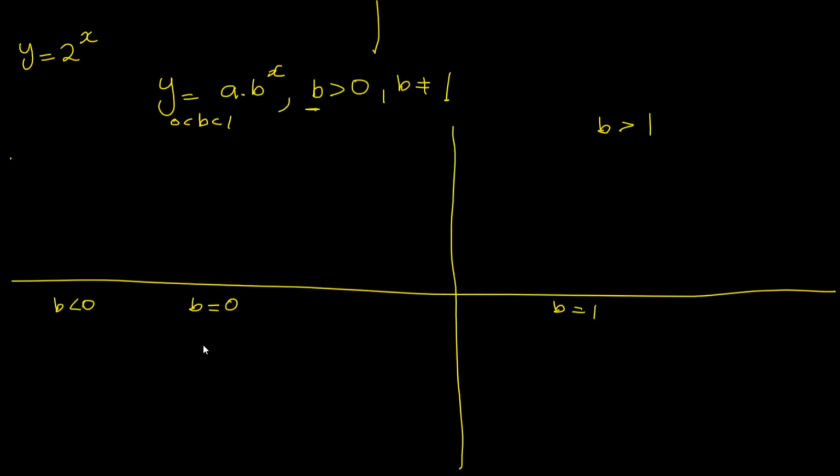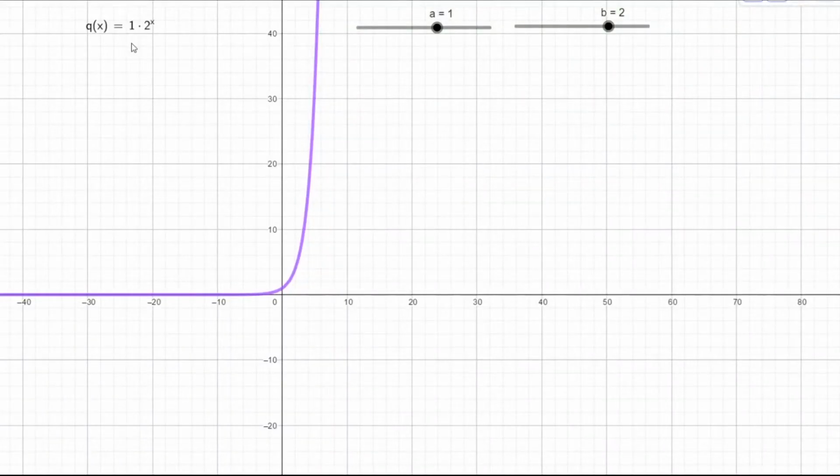Now we want to see why it is not an exponential when b is less than 0, and when b is equal to 0, and when b is equal to 1. Okay, so we will start with 1 times 2 to the power x. So the 1 is the value of a and 2 is the value of b. As you can see, that is the value of a and that is the value of b. But we are starting with the basic function. Therefore, the a value is equal to 1. So let's see what happens.